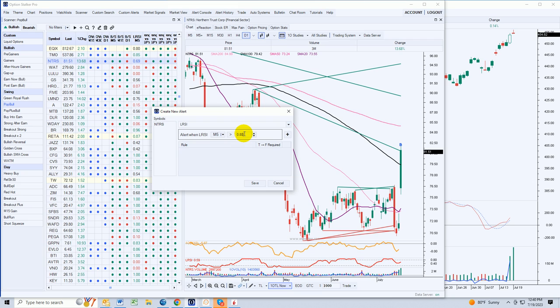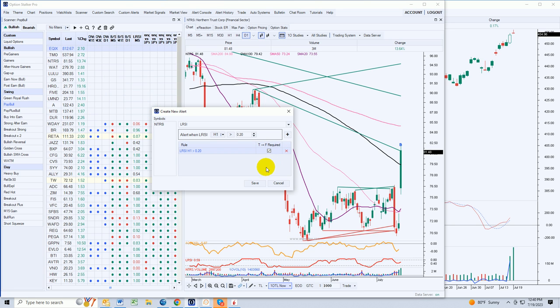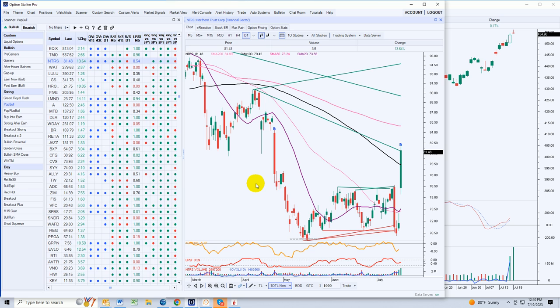I'm going to click LRSI, and I would like to see LRSI above 20 on a 1 hour basis. So I need to go back in and adjust this to 0.20, and I will add this. And I'm going to add this condition here so that it has to go false and then true. And then I will get my alert. So I'm going to save this.